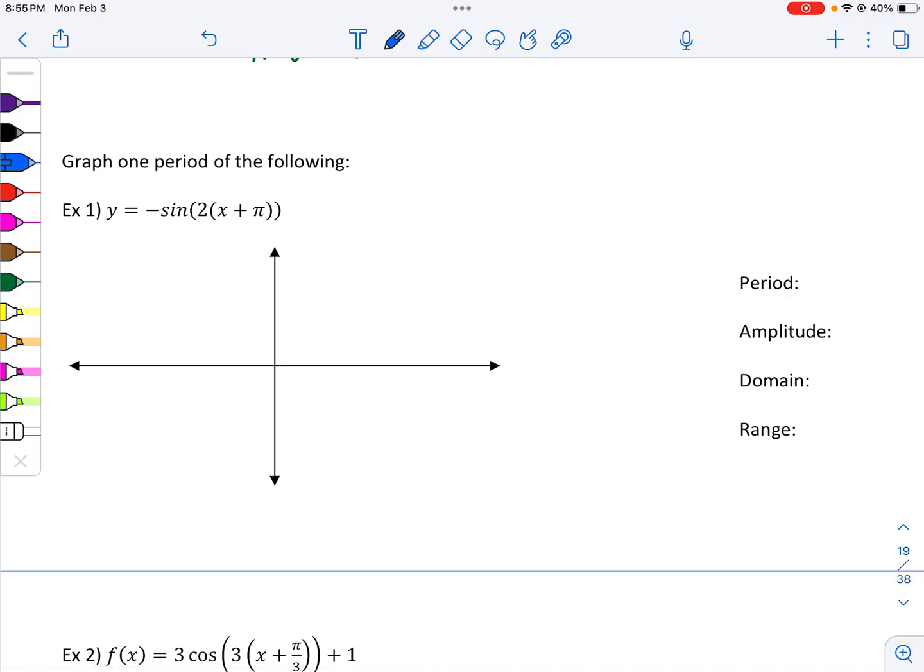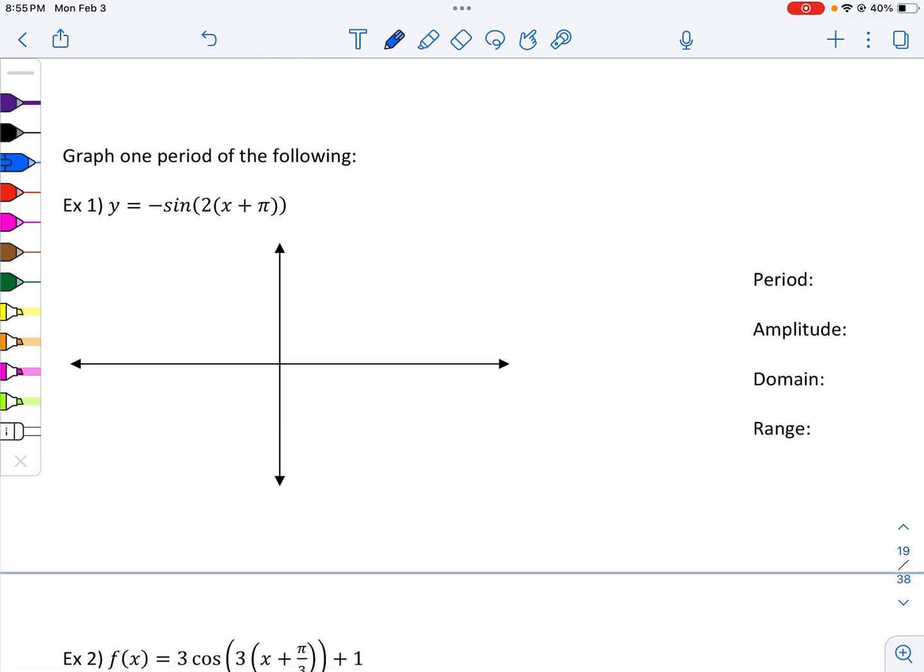All right, so the first thing we're going to do is graph y equals negative sine of 2 times x plus pi. Now, the one thing I want you to notice is that there's no d value, right? That d value is 0. And then we have a 1 in front here, so there's not a vertical stretch either. There's just that reflection over the x-axis.